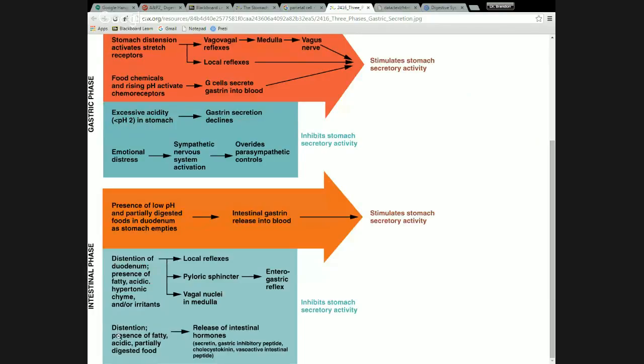The presence of fatty, acidic, or other macromolecule components in what gets into the small intestine will cause the release of intestinal hormones. They refer to secretin, GIP (gastric inhibitory peptide), cholecystokinin, which is abbreviated CCK, and VIP, which is vasoactive intestinal peptide. Those are all hormones that are released from the duodenum that have an effect on the stomach and sort of slow it down.